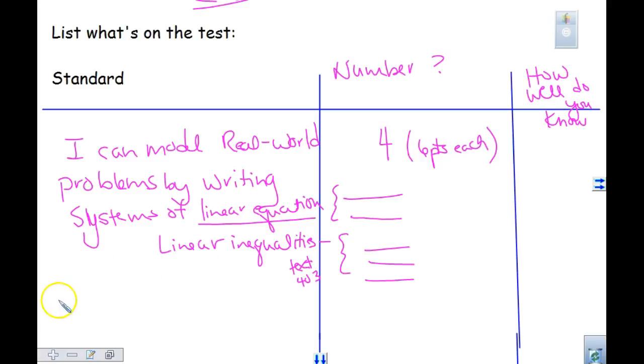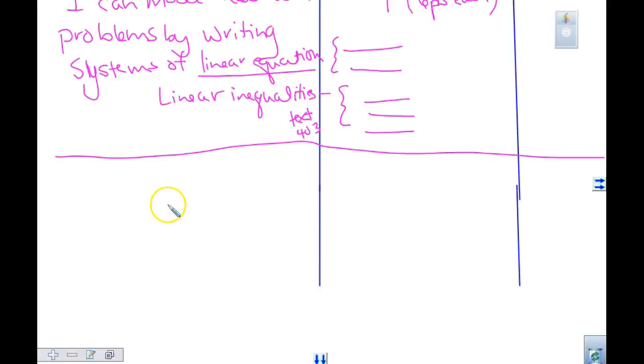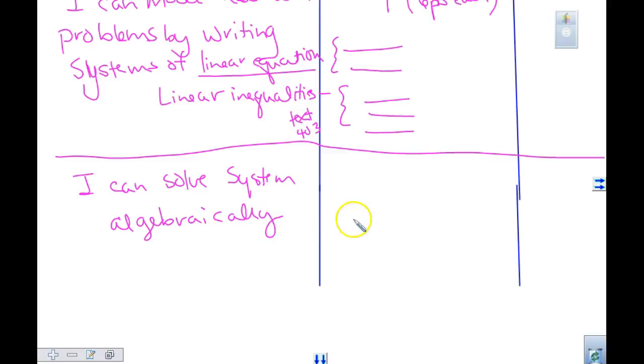The next standard, I don't know if that took 1 block of yours or 2, is that I can solve the system of linear equations algebraically. We already tested that you could solve it by graphing. What do I mean by algebraically? Substitution or elimination.